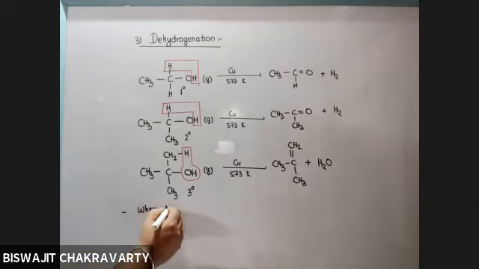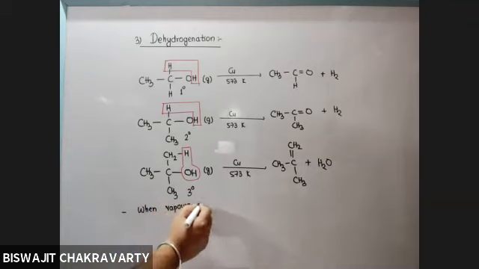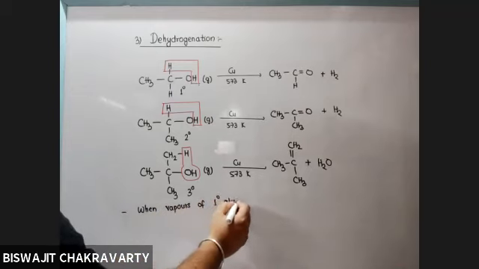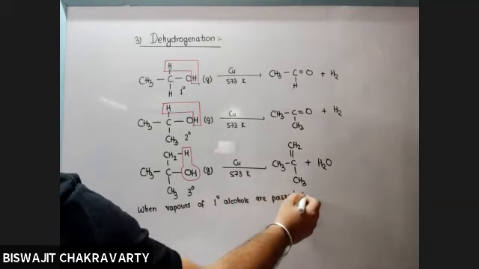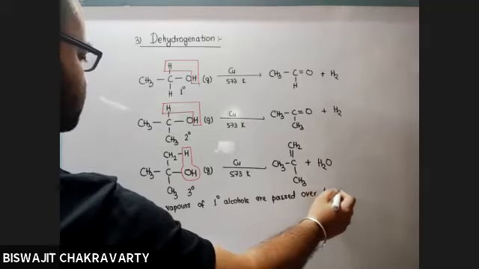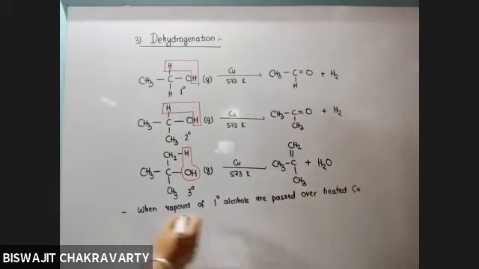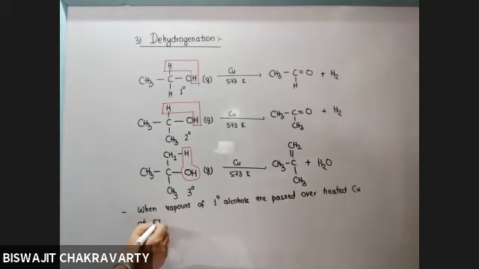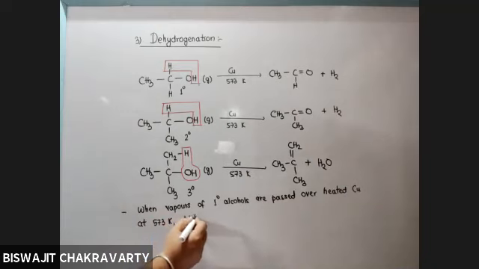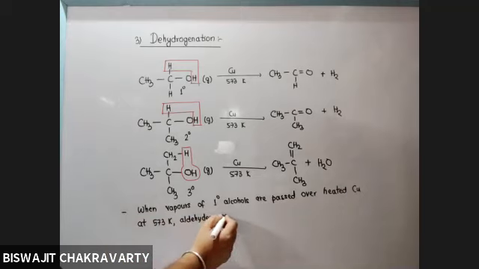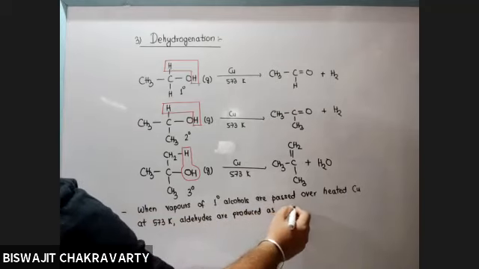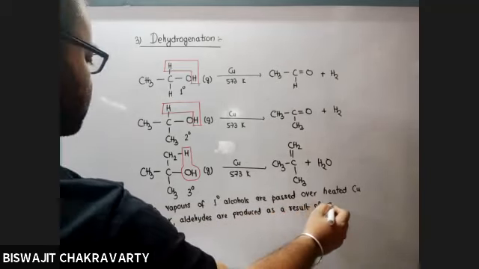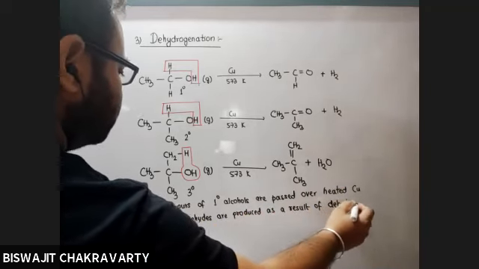So point-wise, we can write: when vapors of 1-degree alcohols are passed over heated copper at 573 Kelvin, aldehydes are produced as a result of dehydrogenation.